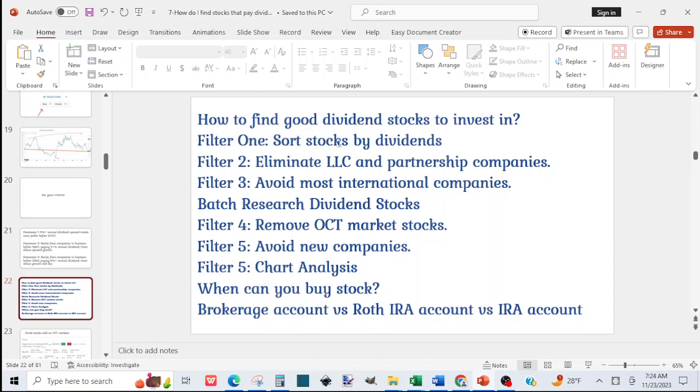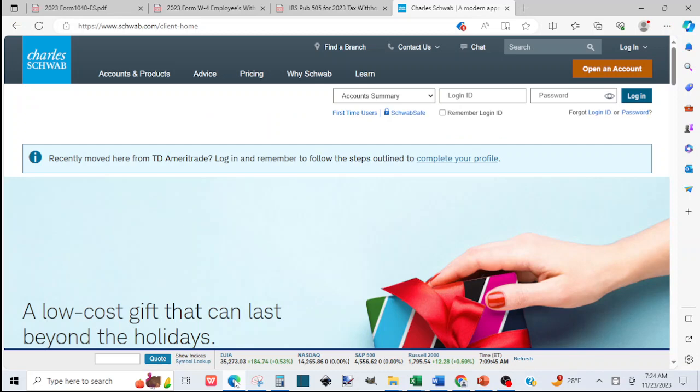So you sort them by dividend, which we did. You eliminate the LLC and partnership companies. Thankfully, we didn't have any of those among the three that we found that pay the high dividend. And we didn't have any international companies among them. A lot of time, international companies will have SA at the end of the company's name. And I like to batch research, like the way we did that sub-industry.